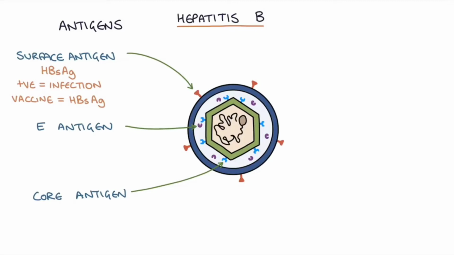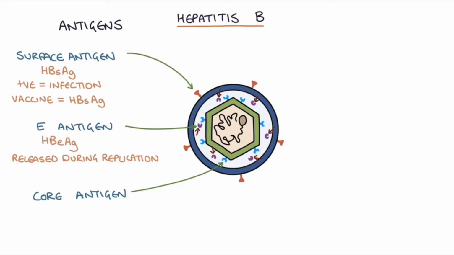The next antigen to talk about is the hepatitis B E antigen. The HepB E antigen is found between the core and the surface of the hepatitis virus, and it floats in this space in between the two. It's released during replication of the virus. And remember, E antigen escapes, so E for escapes, during replication.